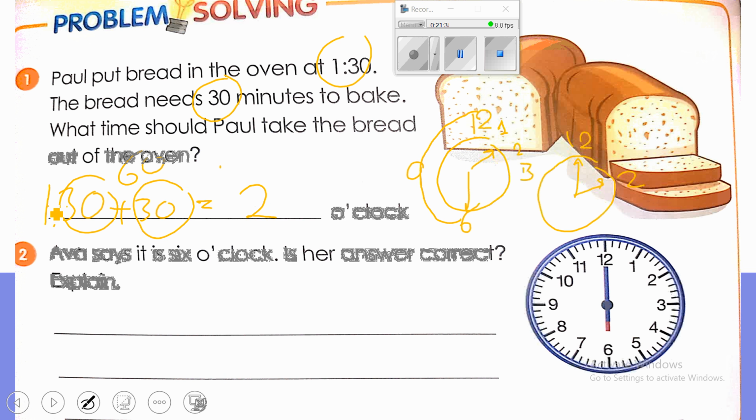Eva said that it's 6 o'clock. Is she correct or no? Here the hour hand is on 6. The minute hand is on 12. Yes, it's 6 o'clock. Perfect. Yes. Why?